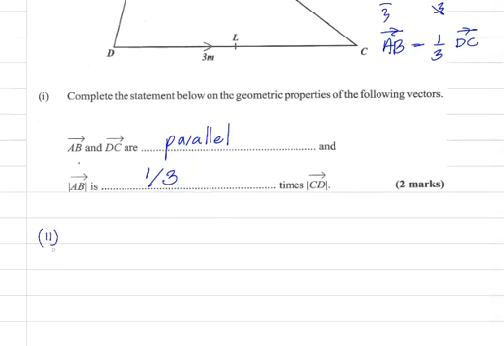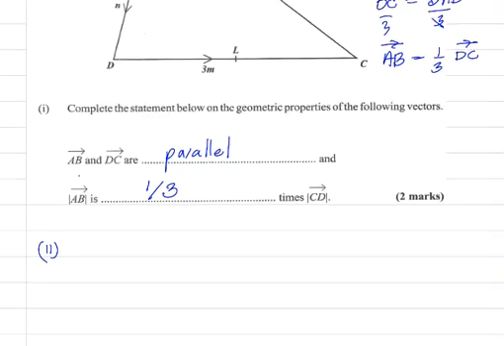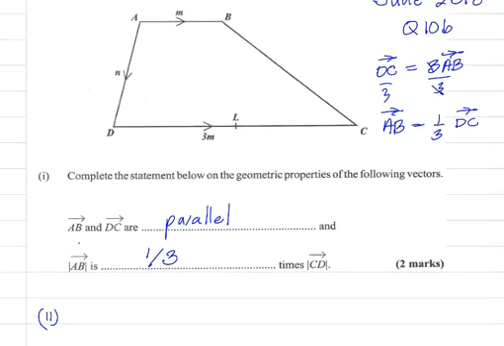The second part of the question: we're asked to express the vector BC in terms of M and N. So let's go back up to our diagram. This is the vector BC.